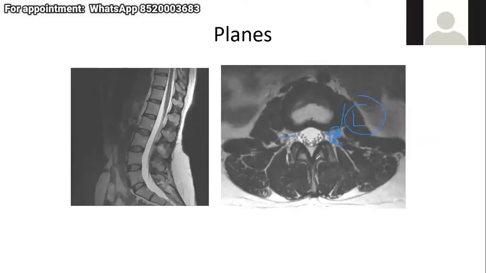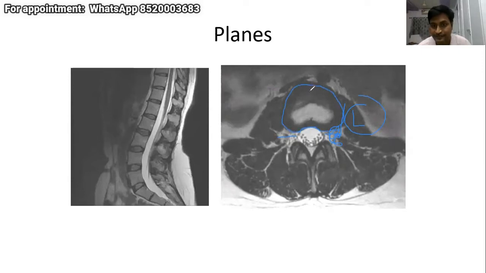And one more structure. This is the posterior part of the disc. Is it concave or convex? So the posterior aspect of the disc is concave or convex? Concave, sir. Is everyone on the same word? Answer in the chat. Concave. So the normal is concavity. If the concavity is lost, what does it mean? Disc has prolapsed. Am I clear?